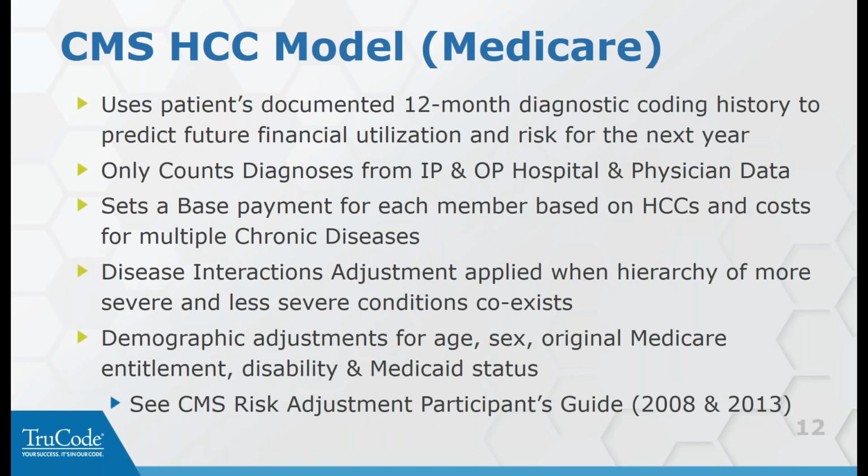The model, the CMS HCC model for Medicare, basically uses the patient's last 12-month diagnostic coding history to predict future financial utilization and risk for the next year. They're only counting diagnoses from inpatient and outpatient hospital data and physician data, which means that they are not counting data from SNFs, nursing homes, ambulance, DME, or ambulatory surgery centers.